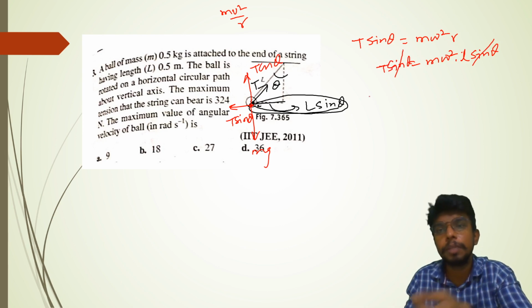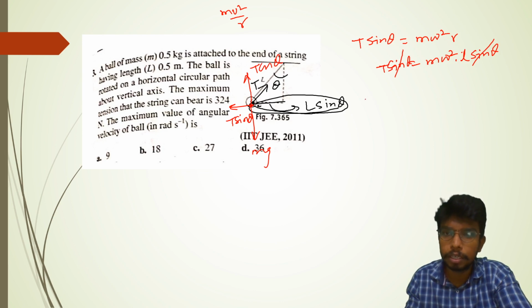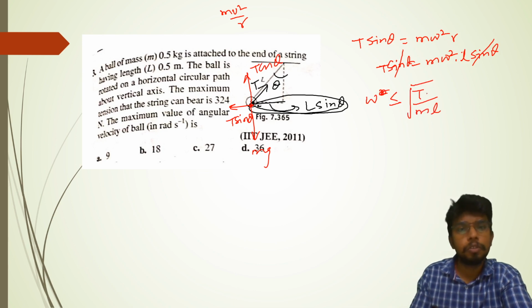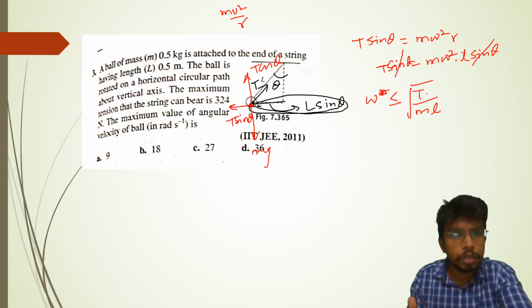So at that time, what should be the maximum value of omega square? We need to find that out. So omega square cannot be greater than T by mL, or I can say that root of T by mL should be the value of omega. Do we know T? No, we don't know T, but we can find T using T cos theta equals mg.